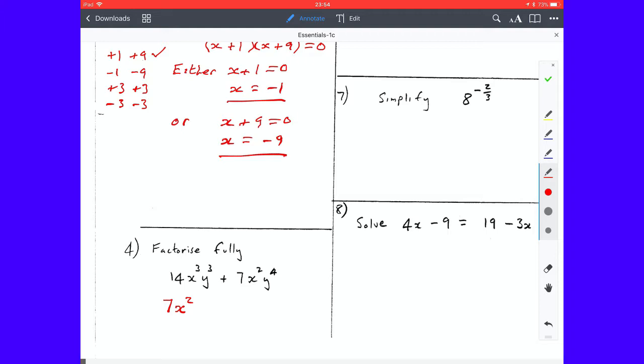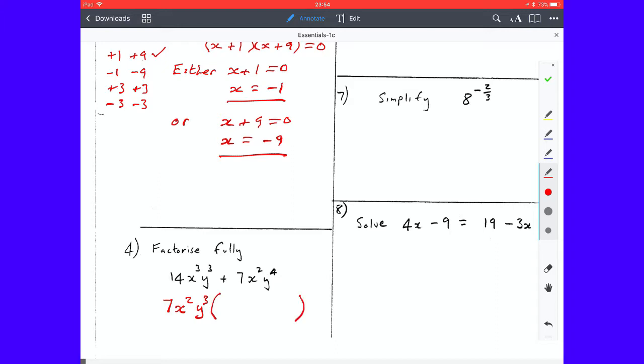Look at the y's, I've got y cubed and y to the 4. I can pull y cubed to the front because that's contained in y cubed and contained in y to the 4. Having identified the common factor, I then rebuild the expression.